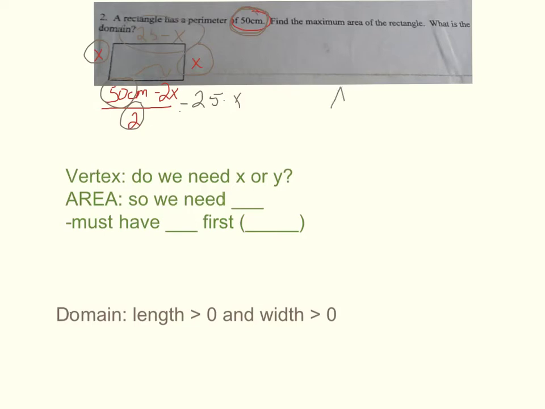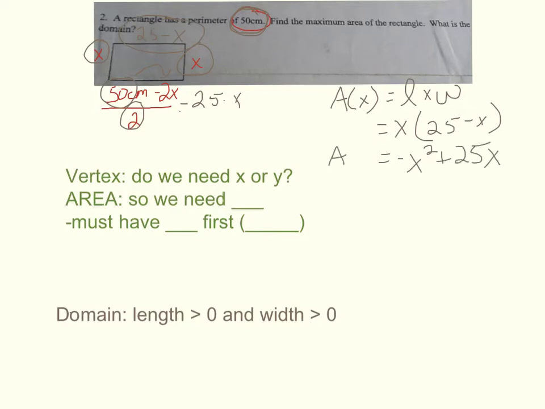Now remember, area in terms of x equals length times width. Well, that would just be x times the 25 minus x. Here's our formula: negative x squared plus 25x. Booyah! Check that out. Now that you got your formula, this is smooth sailing from here.